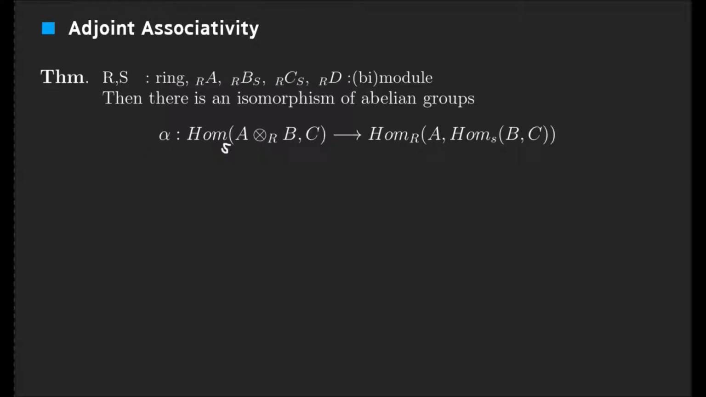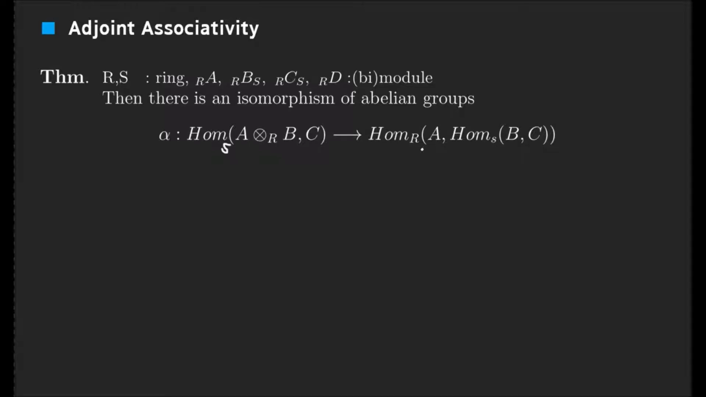Our last slide is the adjoint associativity. I'll not prove this statement concretely, but this is useful. This is important when someone considers the functor. When you study the functor, this comes up as adjoint associativity. So the theorem is here. So Hom has an isomorphic relation to here.